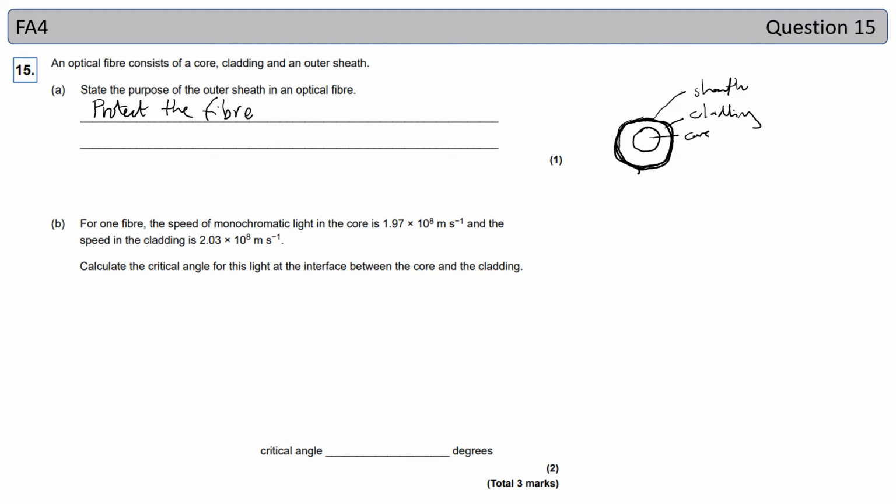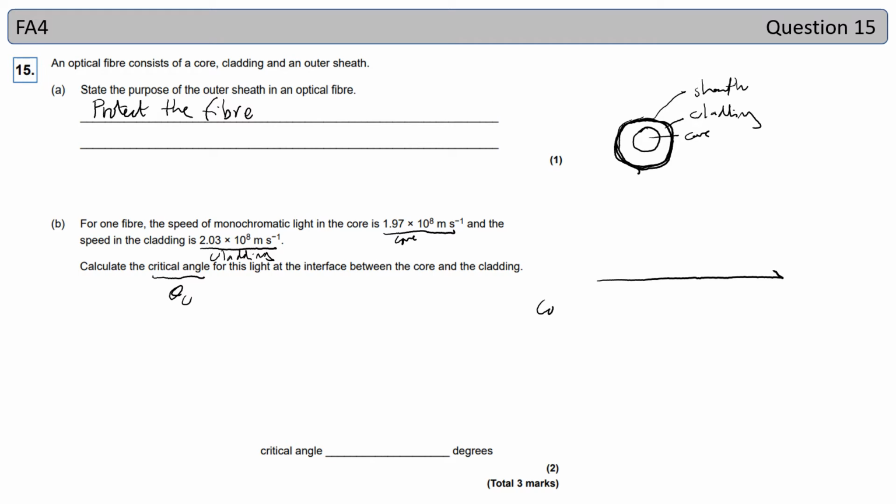Then, in this second part of the question, we're told that for one particular fibre, the speed of monochromatic light in the core is 1.97 times 10 to the 8, and in the cladding is 2.03 times 10 to the 8. Now, I always like to draw this out just to help me with this. We're trying to calculate what the critical angle, theta c, is for the interface between the core and the cladding.